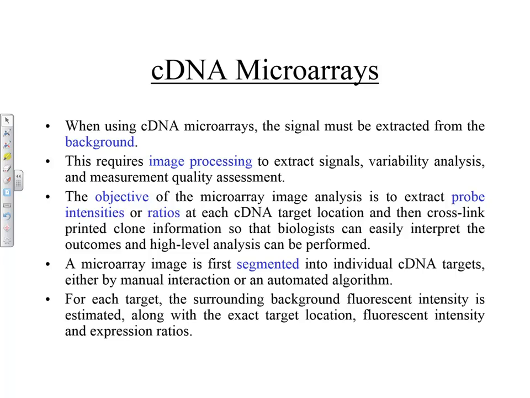So for each target, the surrounding background fluorescent intensity is estimated along with the exact target location, fluorescent intensity, and expression ratios. Right? All these things you have to calculate. So this is double E stuff, no biology. Right?